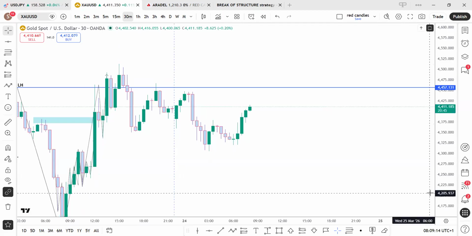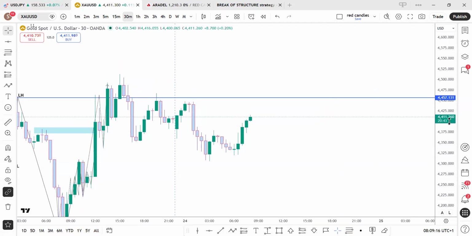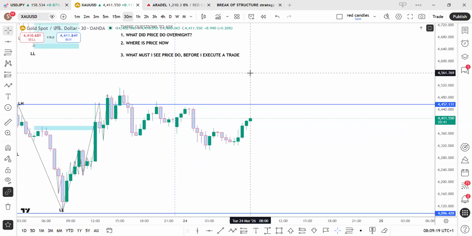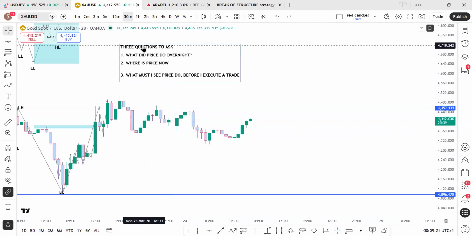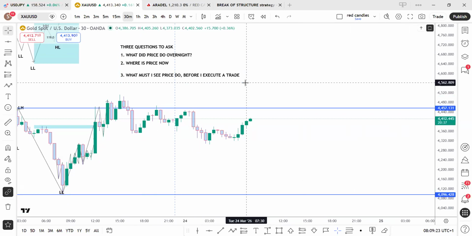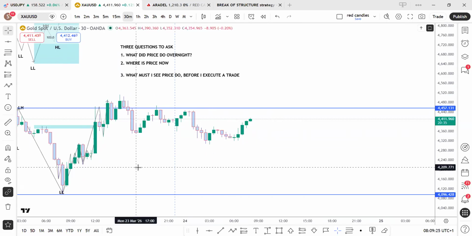Okay, so remember our 3 questions that we like to ask. What did price do overnight? Where is price now? And what must I see price do? Okay, so let's map it out here.